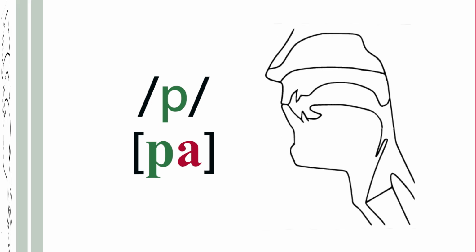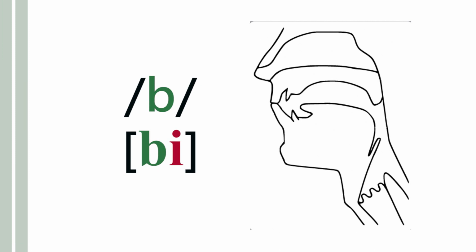The same is true about ba. So you cannot just say b. You need to release, you need to add a vowel to it. You can say ba, but you cannot say b by itself. You cannot release the sound. These sounds that cannot be pronounced by themselves are called consonants.